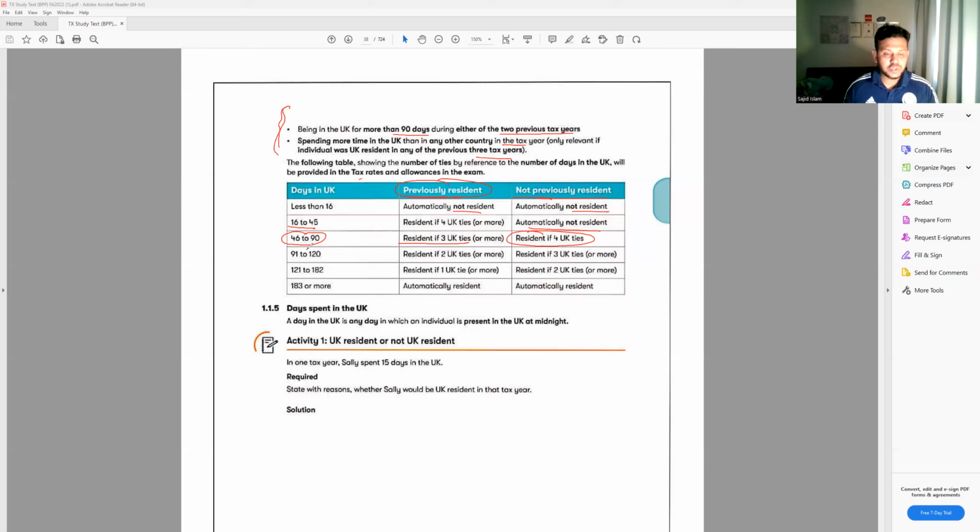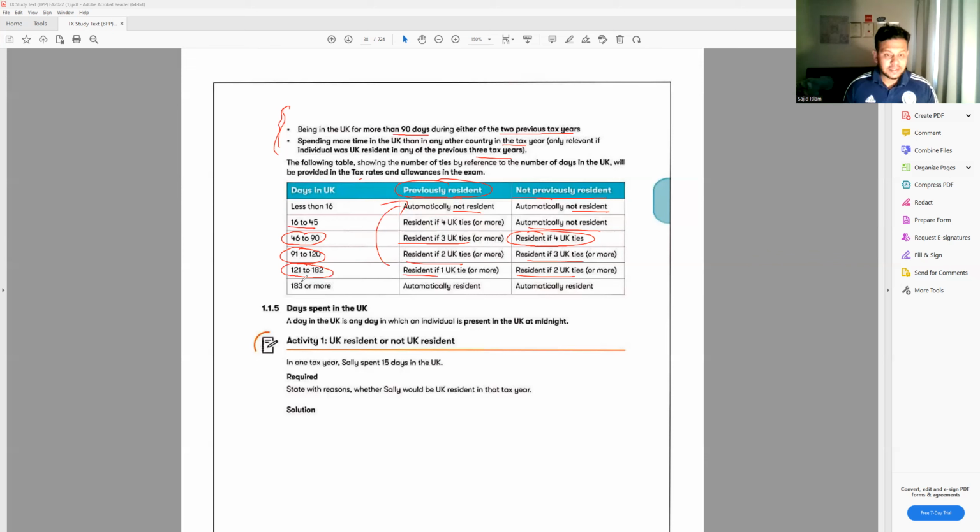Then 91 to 120 days, if 2 ties are satisfied and he was previously resident in the UK, then he will be resident. If he has never been resident before, then 3 ties need to be satisfied. If someone lives 121 to 182 days, and if there is only 1 tie, for example, he has a home in the UK, or he has a child, he has a wife, or 1 tie is satisfied, he will be treated as a resident if he has a previous residency. If not, then 2 ties need to be satisfied if he has never been resident before.